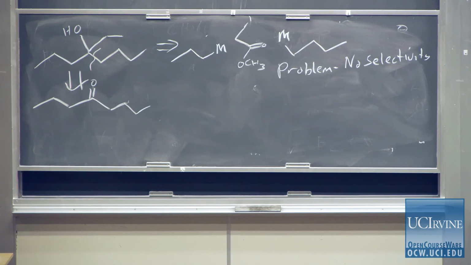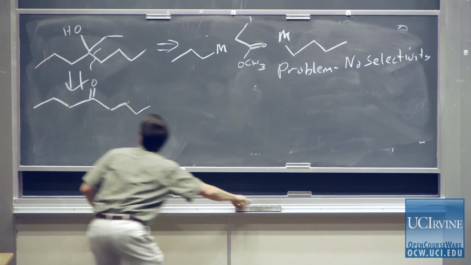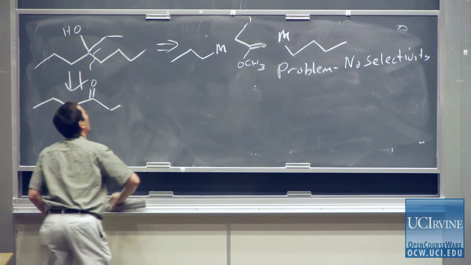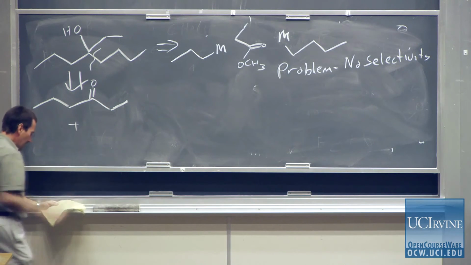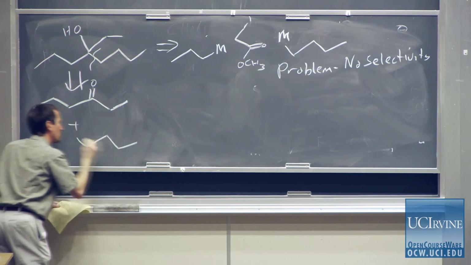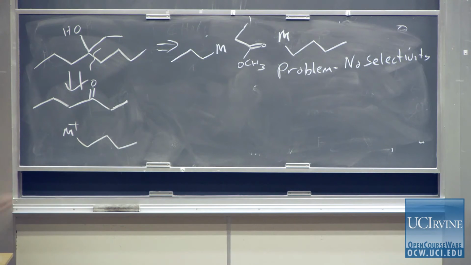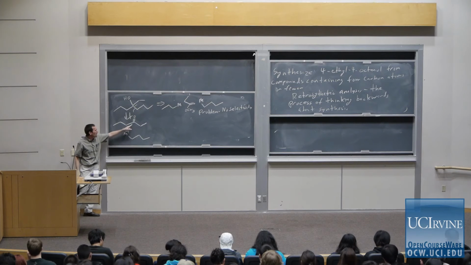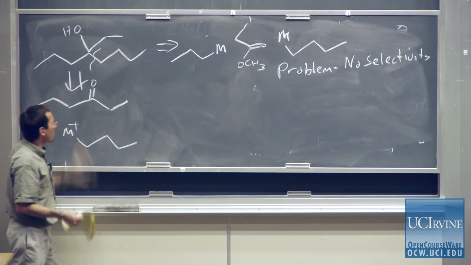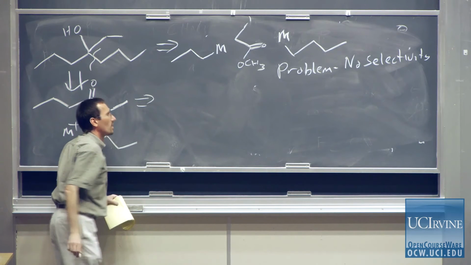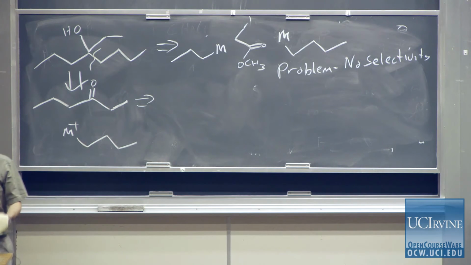I could envision this ketone, 2-hexanone, and a butyl metal reagent. And that would work. I could add butyl lithium or butyl magnesium bromide to 2-hexanone, and that would be OK to make that alcohol. But then I'd need a way to make this ketone. We've only learned reactions that form carbon-carbon bonds to make alcohols at this point in this course.